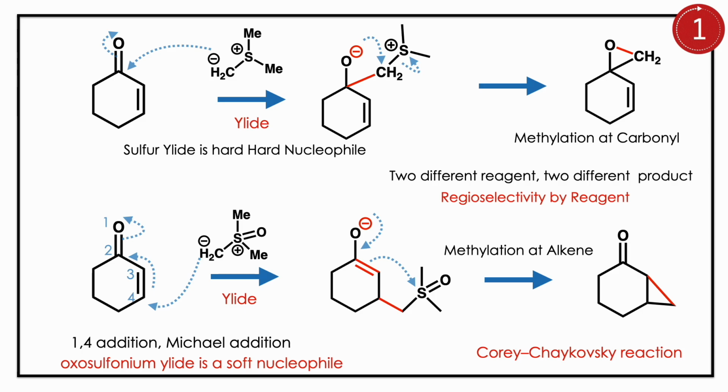So sulfur halide attacks the second position, which is 1,2 addition. You have methylation happen at the carbonyl. On the contrary, sulfoxide halides are soft. It attacks the fourth position. You have methylation happen at the alkene there, which is 3,4 alkene. So two different reagents, two different regioselectivity. The concept you have to learn here is sulfur nucleophiles are hard, sulfoxide nucleophiles are soft.